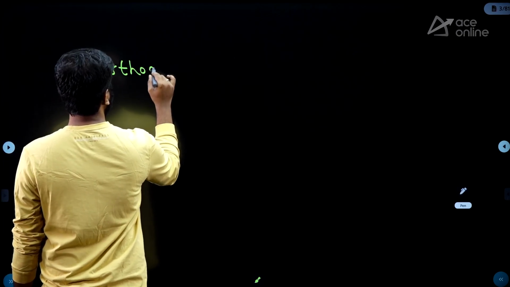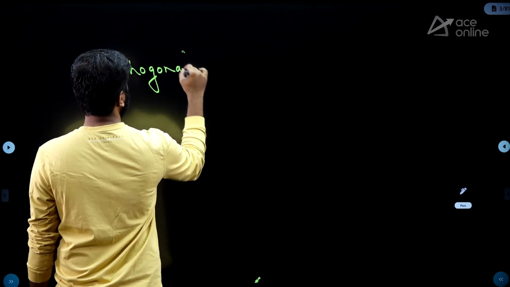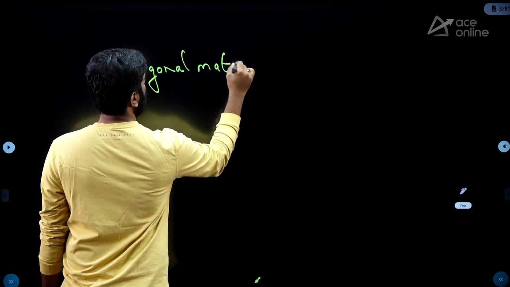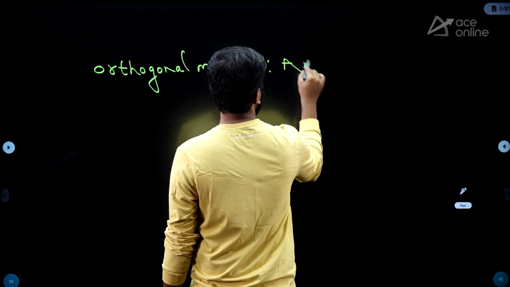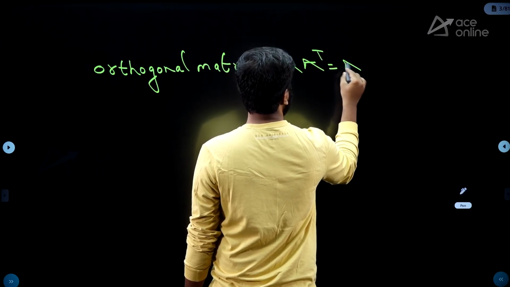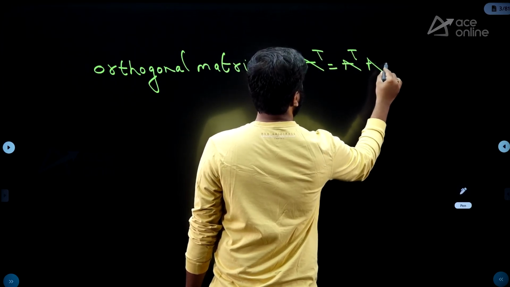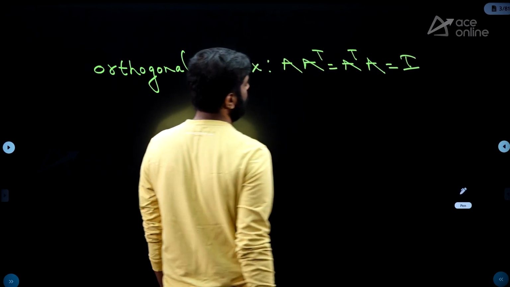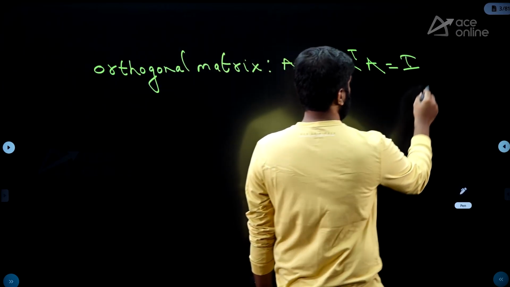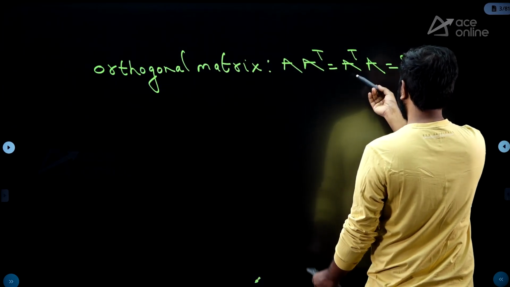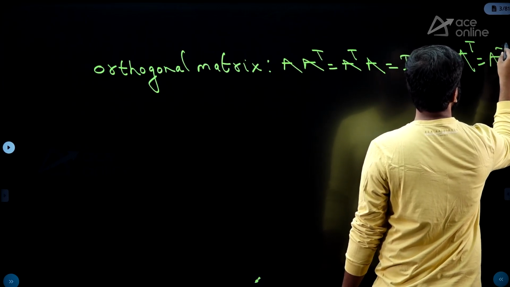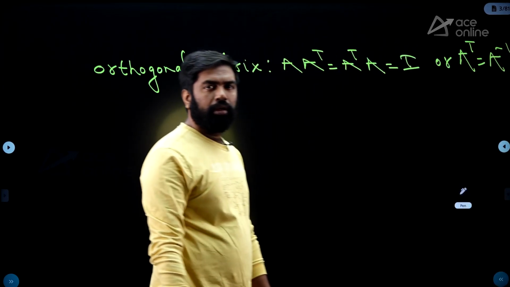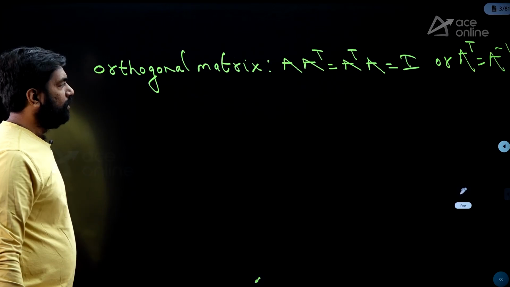What about the orthogonal matrix? Do you people remember the condition for the orthogonal matrix? A into A transpose equal to A transpose into A equal to I. Or you can also say that A transpose is nothing but A inverse. So this is the orthogonal matrix.